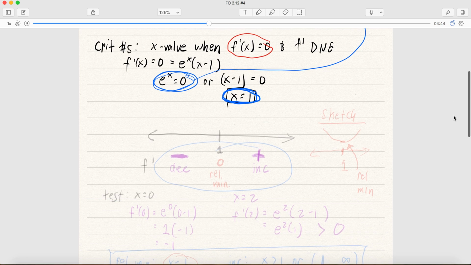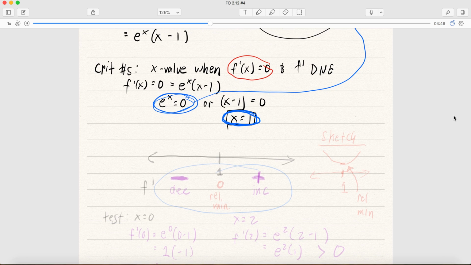Alright, so that's nice. So I'm going to make a little table, or actually a visual, where this is my critical number, x equals 1. And then I want to find out for my derivative what happens before and after.